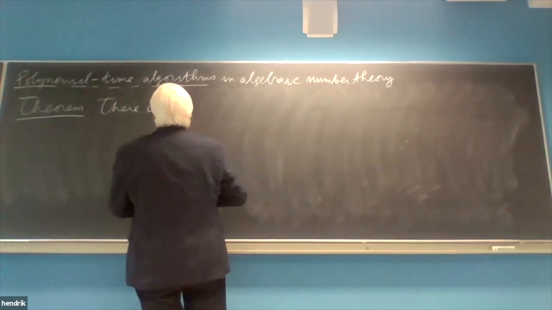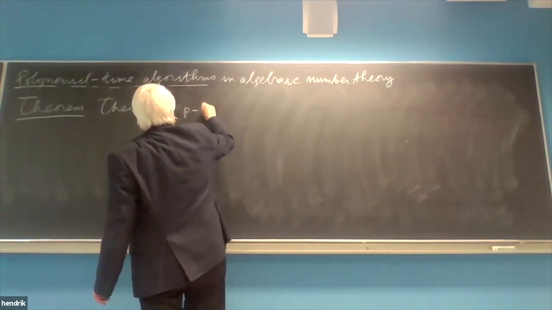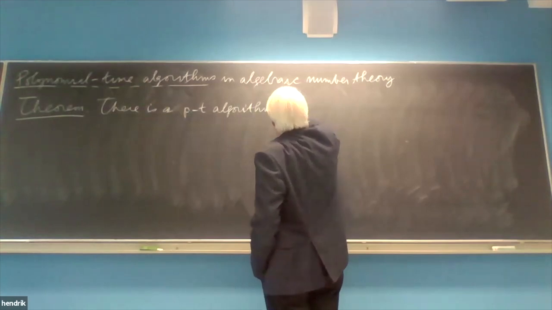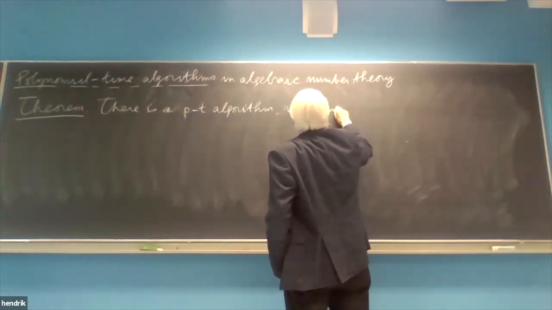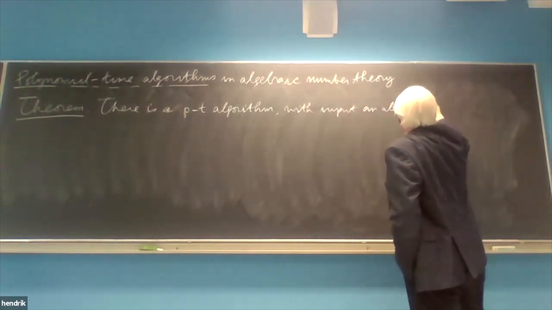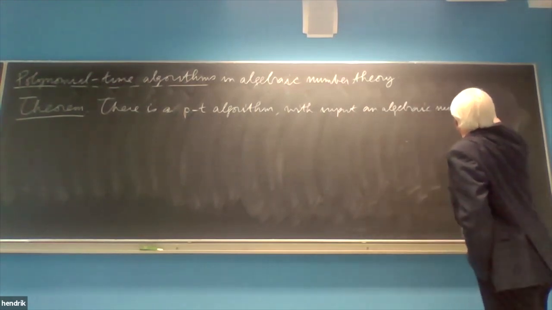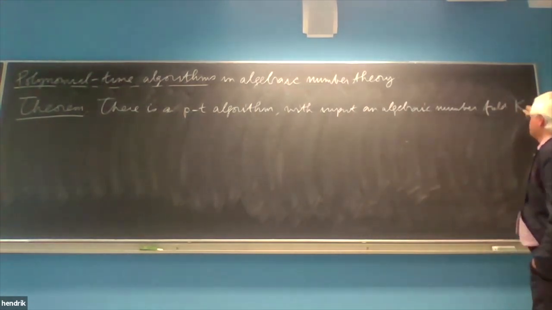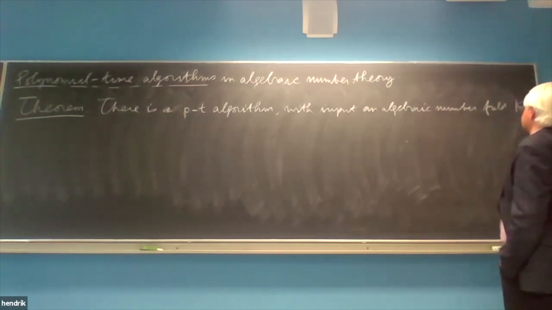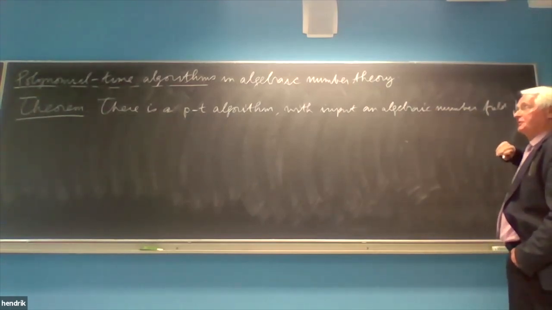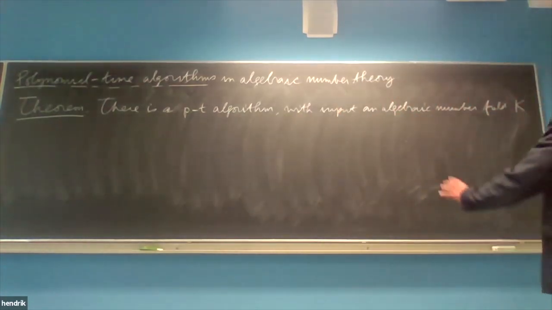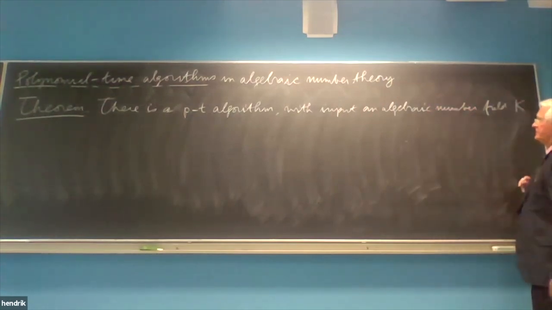So there is a polynomial time algorithm, and the input is an algebraic number field which I will call capital K, and that already suggests the question how you represent a number field with a finite number of bits in such a manner that you can present it to an algorithm. That is certainly one of the issues that we will have to deal with.